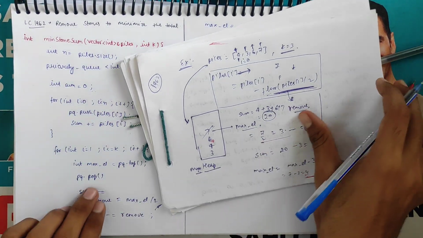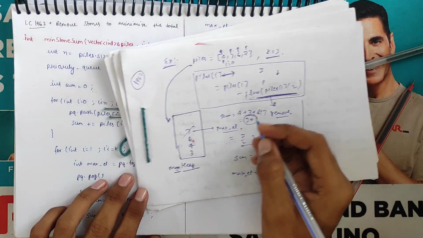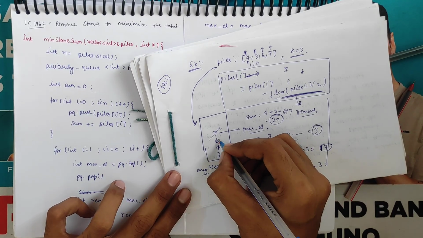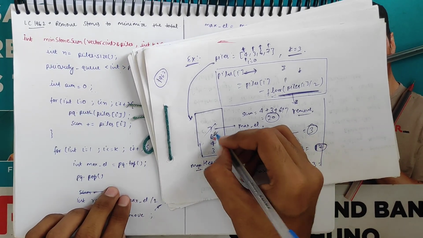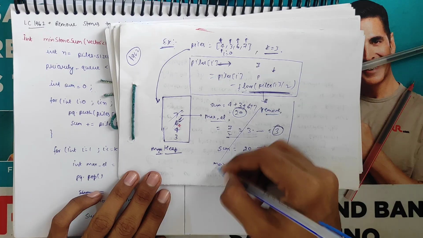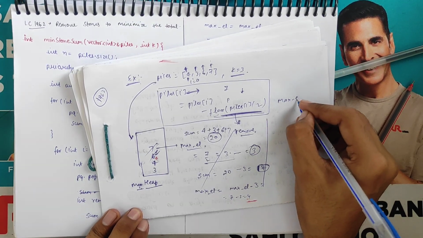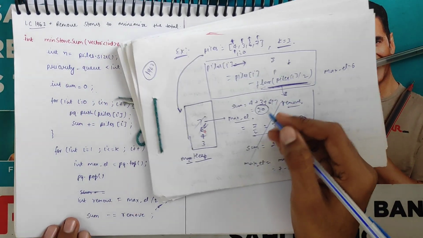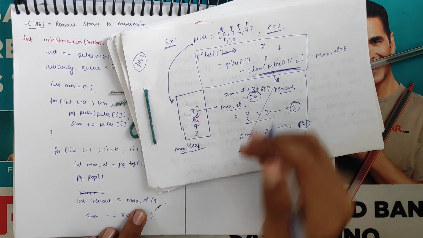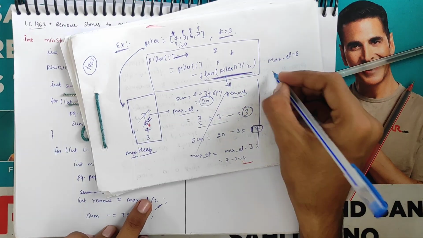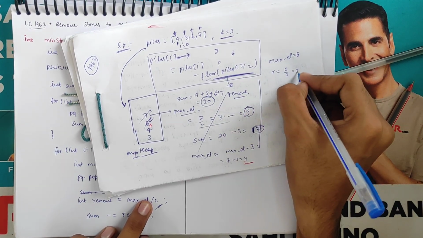So again, the max element is the topmost element of the stack. So the max element is 6 now. After that we pop the 6 out. We have popped the 6 out, so the max element is 6 here. After that we compute remove, which is the max element divided by 2. So remove is 6 by 2, which is 3.